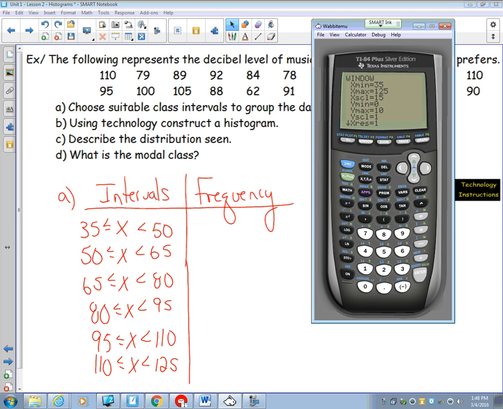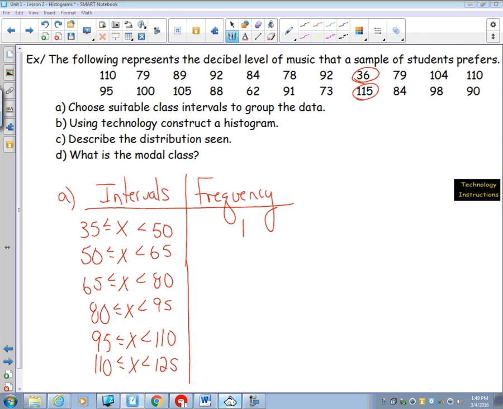Now, when I press graph, I get a nice histogram. Okay, it looks perfect. How do I get my data from my table from this? I press the trace button. When I press trace, at the bottom of the screen, it tells me a min of 35 to a max of 50, n equals 1. So between 35 and 50, there's one frequency. Let's look at the next one.